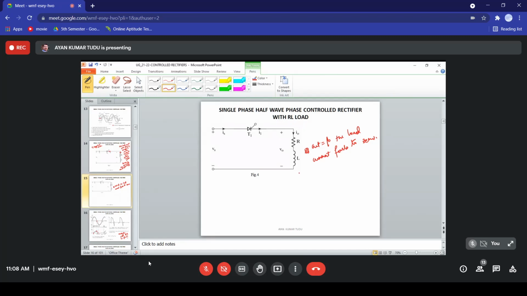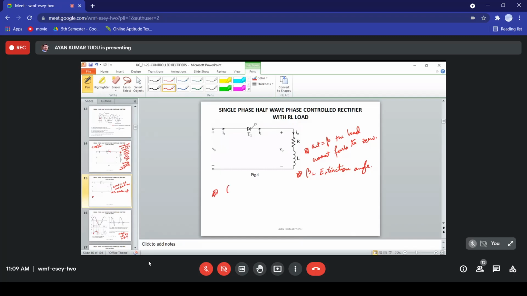Okay, so obviously then what is beta? Beta is known as the extinction angle. Okay, and how is this beta measured? Obviously, this beta is measured from the point of beginning of the positive half cycle of the input supply to the point where the load current falls to 0.